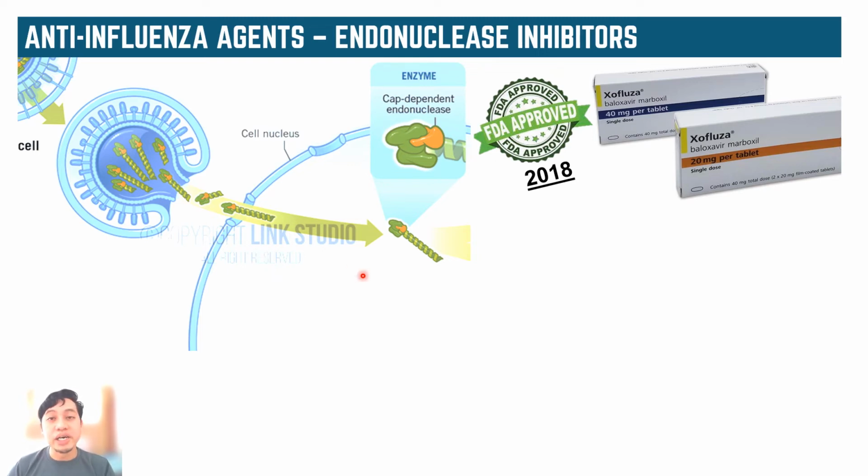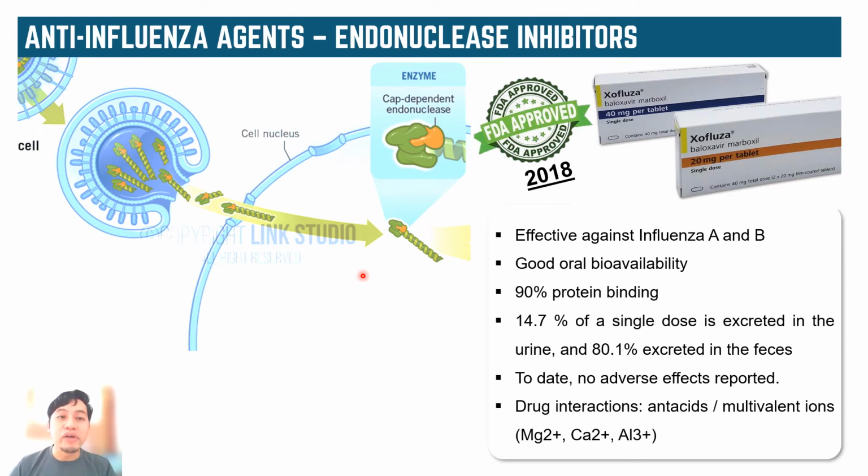This drug, effective against influenza A and influenza B viruses, has good oral bioavailability and is 90% protein bound. Unlike other antivirals, this drug is excreted via biliary excretion, with 80.1% found in the feces. There are not many adverse effects reported. However, please avoid taking it together with antacids or any multivalent ions such as magnesium, calcium, and aluminium, which can form a chelate with baloxavir and reduce its absorption.